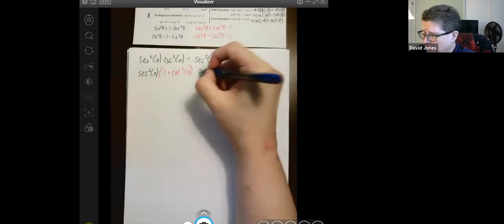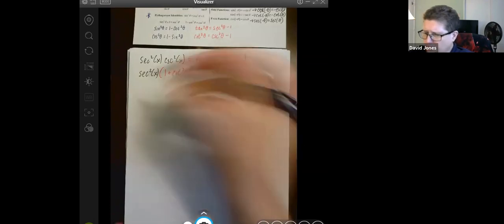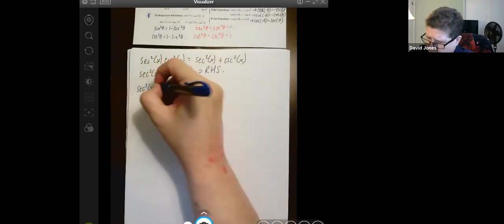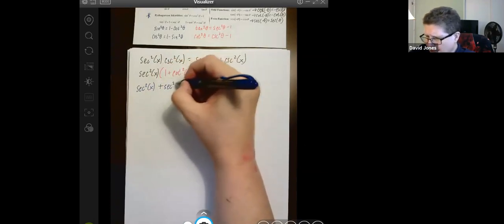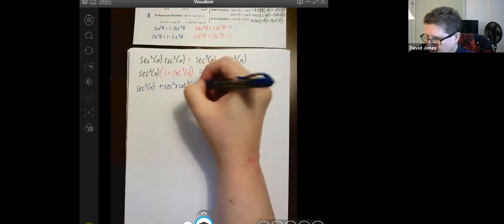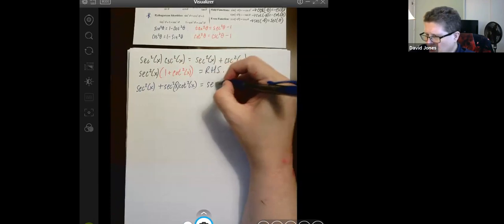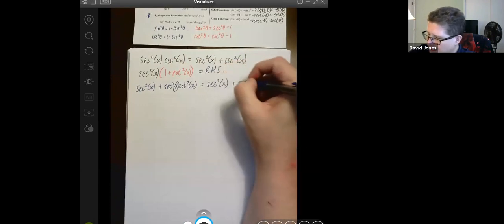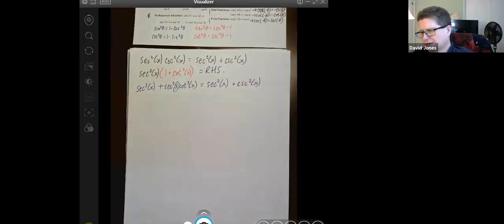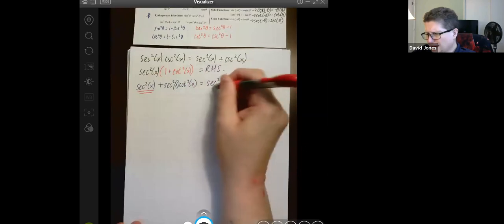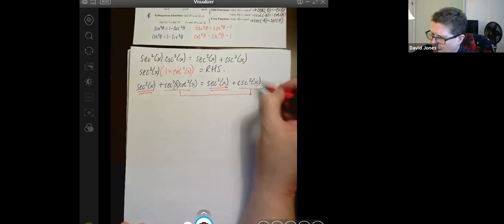And that equals our right-hand side. And if I distribute, I got secant squared x plus secant squared x cotangent squared x equals, I'm going to write it out just to point out something. I've got secant squared x on both sides. I'm trying to make that look like that now.